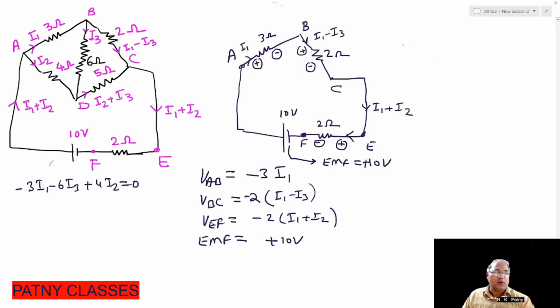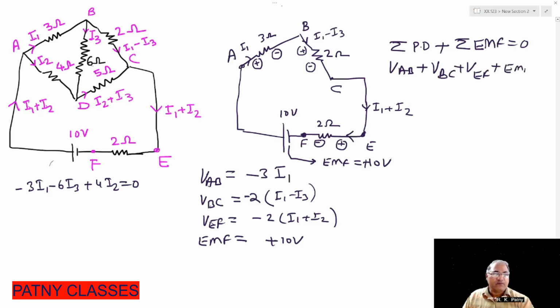Now, according to Kirchhoff's voltage law, the summation of all PDs plus the summation of all EMFs equals 0. So the addition of VAB, VBC, VEF plus EMF equals 0. That is minus 3I1 minus 2 into (I1 minus I3) minus 2 into (I1 plus I2) plus 10 equals 0.